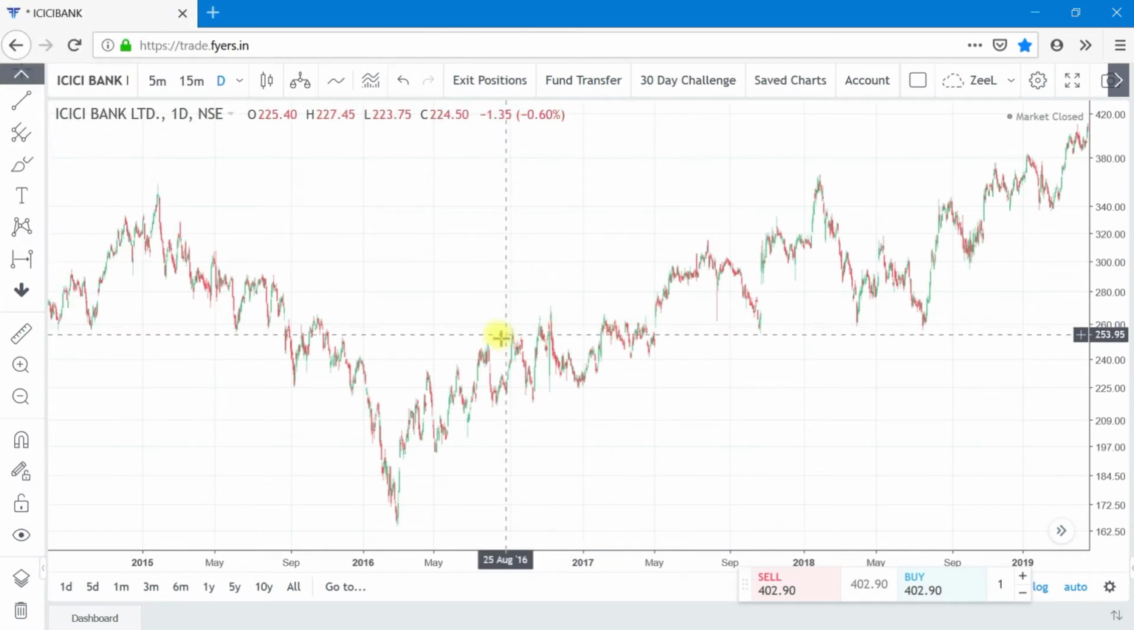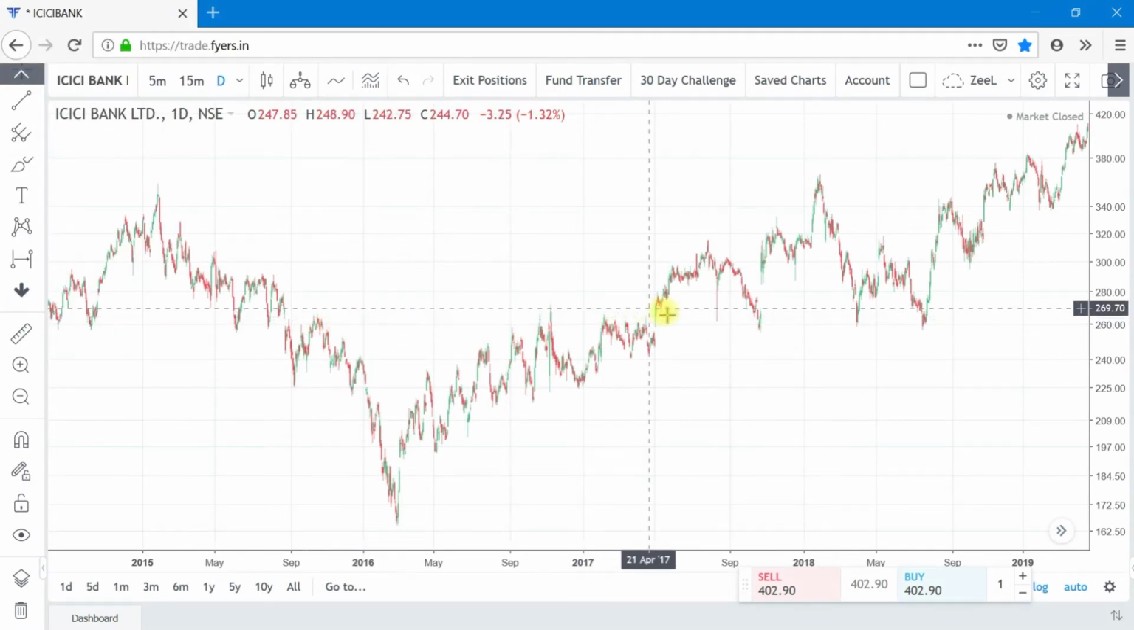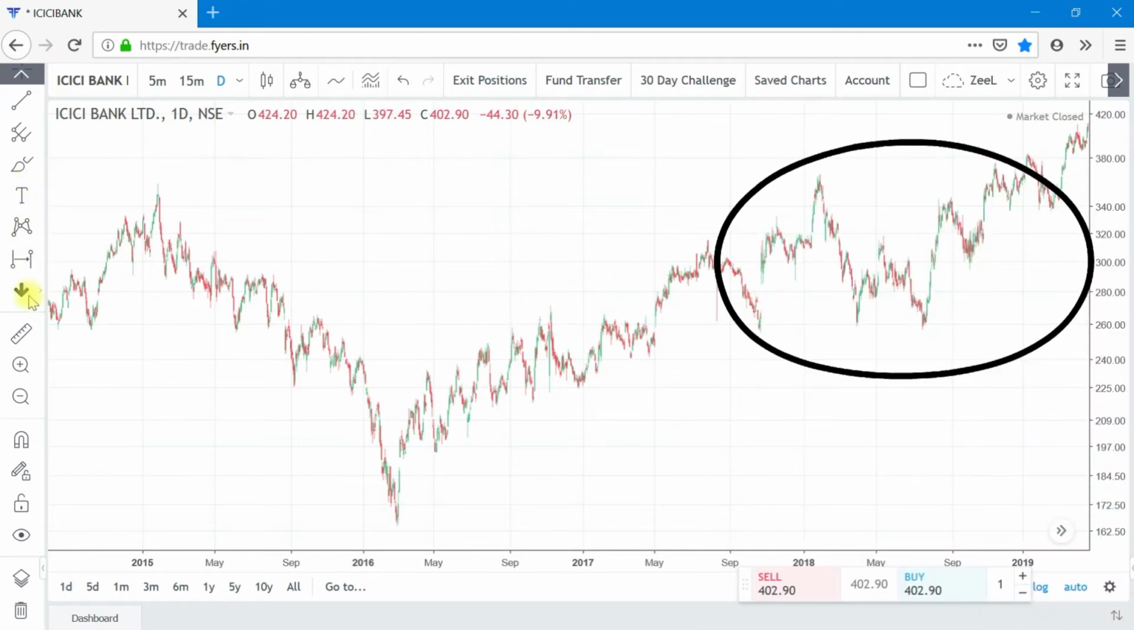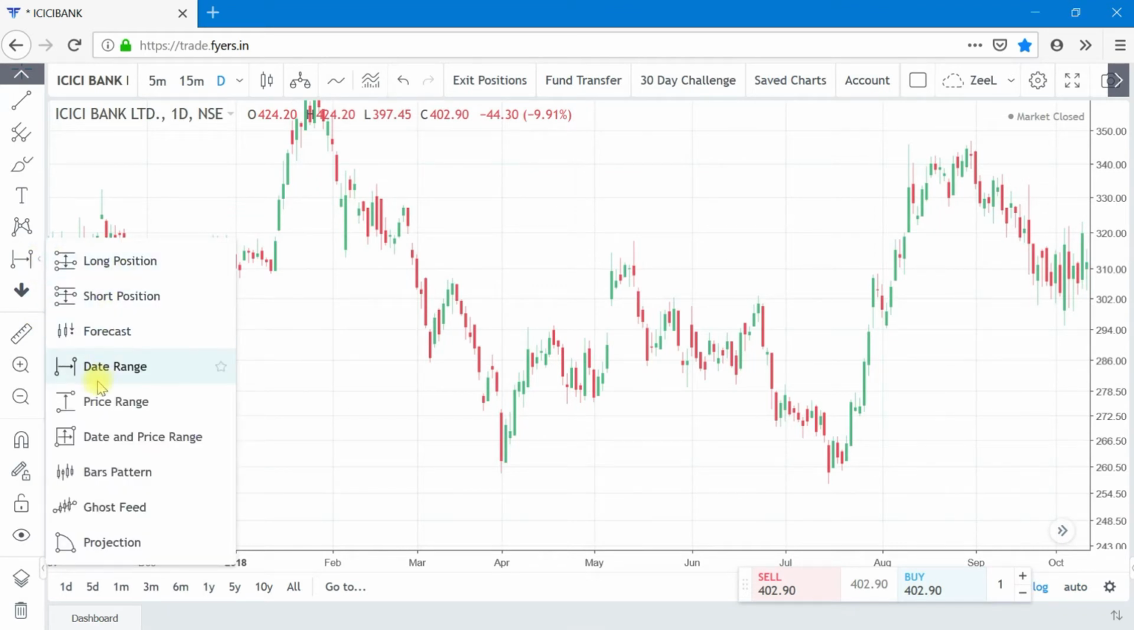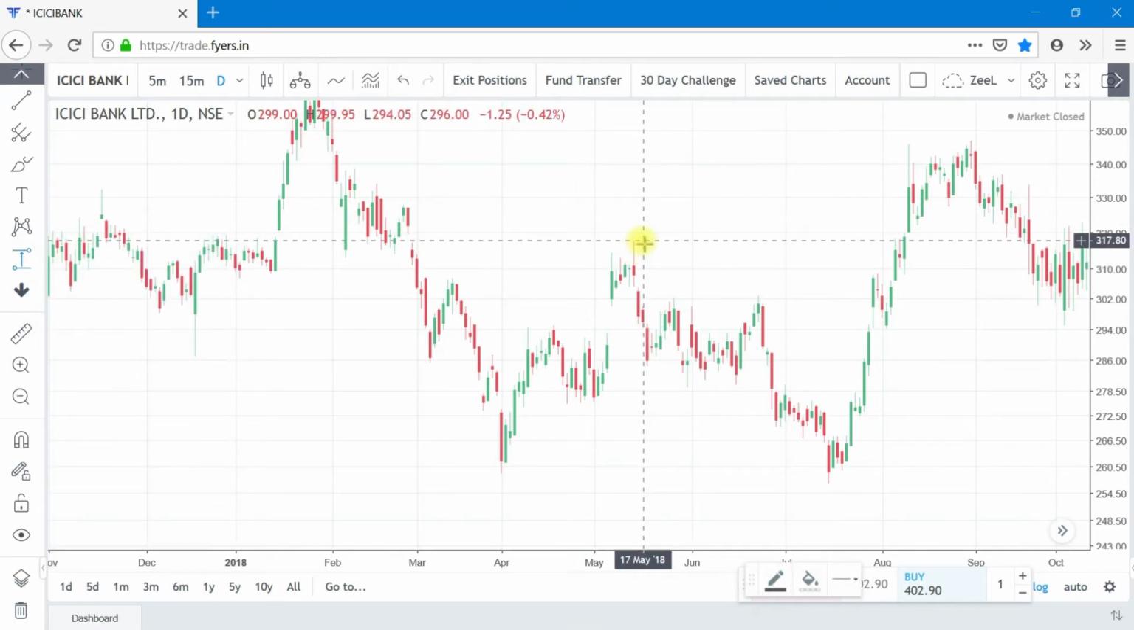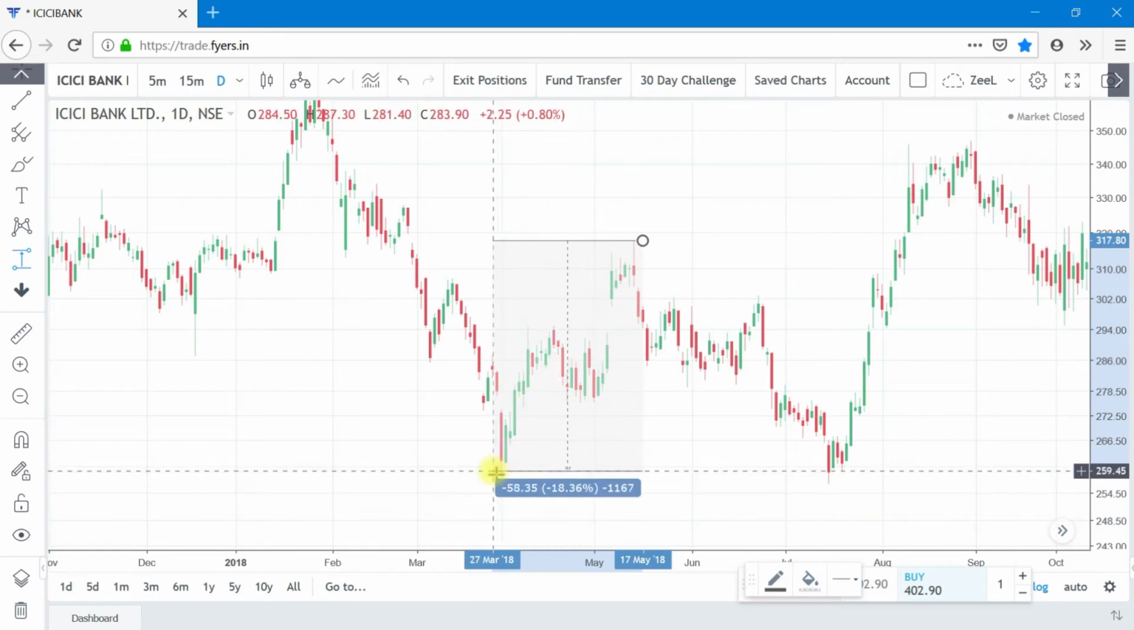Okay, now double bottom chart pattern. See here, there is a good support line and here formed a double bottom pattern too. Let's zoom and see. This pullback is almost like 18%, so more than 10%.